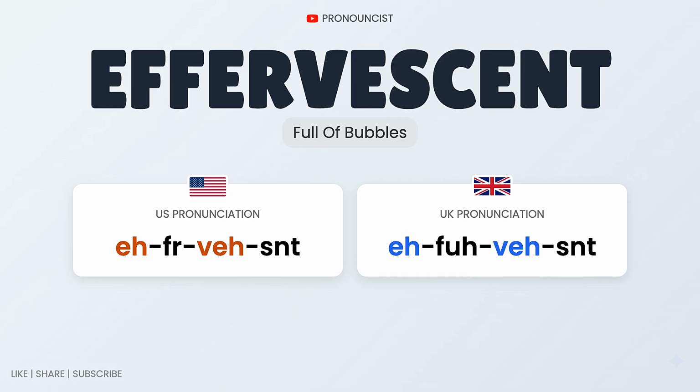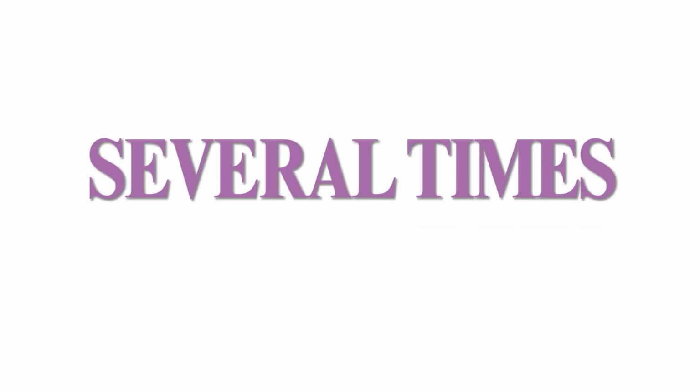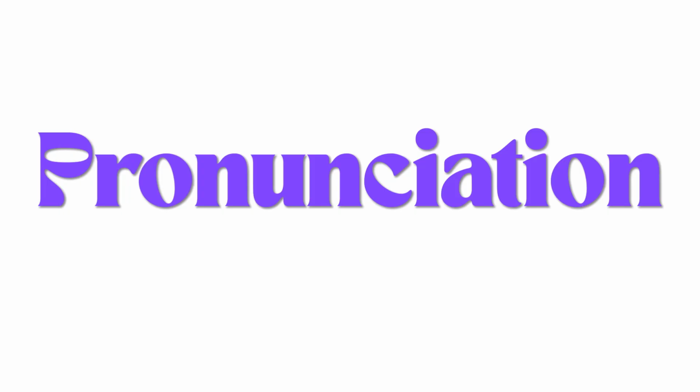Practice repeatedly and you'll soon be able to say this word perfectly. The best way to practice is to repeat the syllable multiple times. The meaning of the word is full of bubbles. Try repeating this word several times to improve your pronunciation.